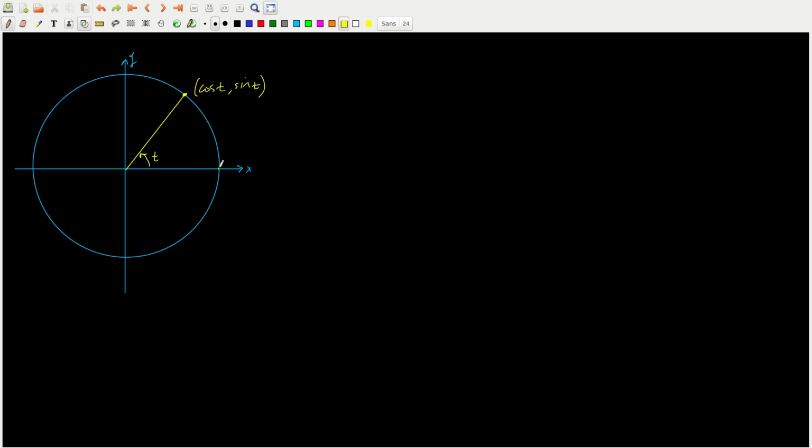Okay, so we already know some simple points marked on this unit circle. We've got the point 1, 0. We've got the point here, which is 0, 1. Over here, we've got the point x is minus 1, y is 0. Over here, we've got the point x is 0, but y is minus 1. So we can use this to very easily calculate some values of the sine and cosine functions.